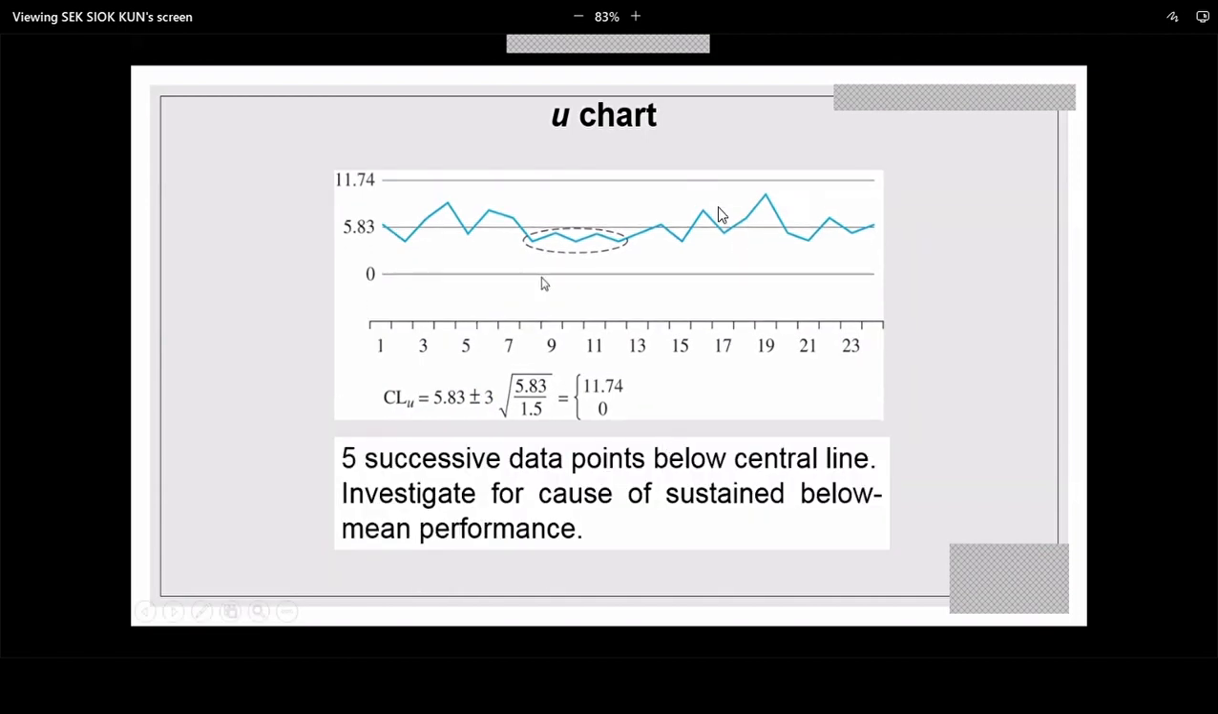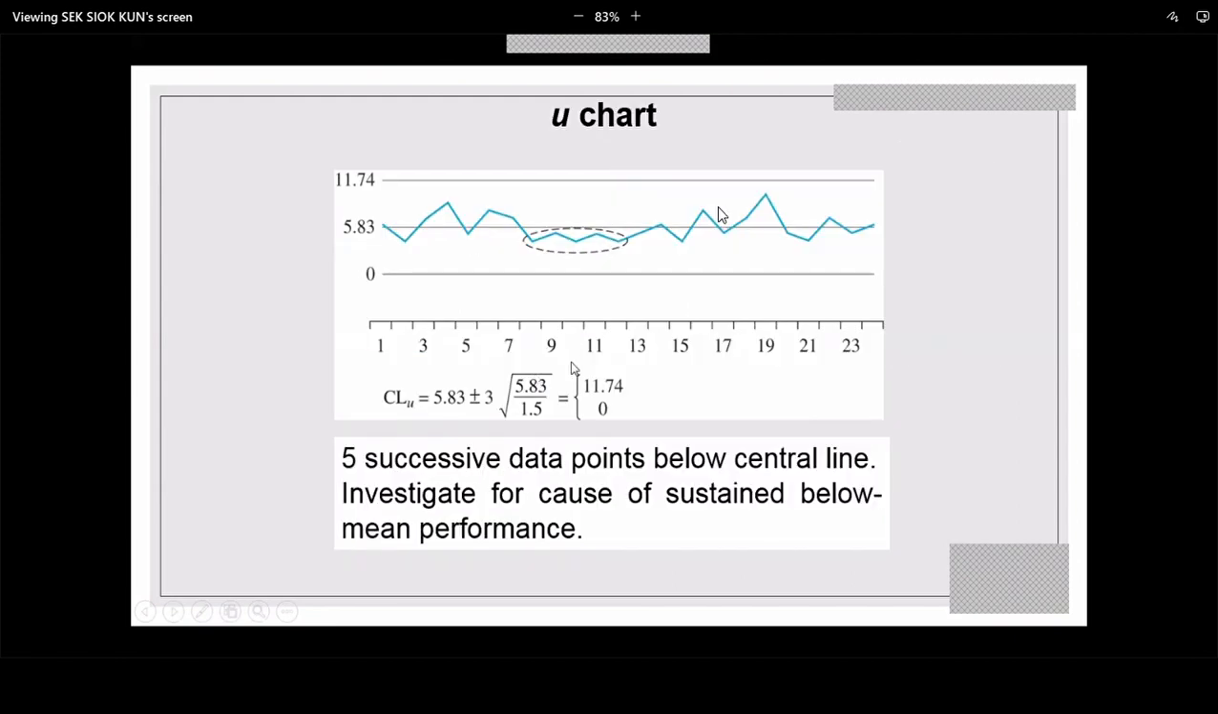So in this example, we observe 5 successive data points below the central line. So we need to investigate the cause of sustained below-mean performance. Although they are within the two control limits, from here we can see there's a pattern. Continuously 5 points are below the mean, the central line. Therefore, it may signal an earlier out-of-control situation, so we need to investigate the reason behind it.